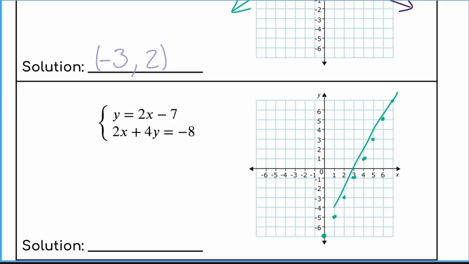And connect them with a line. A straight line.